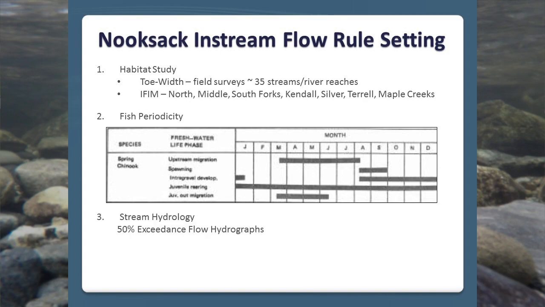And the third piece, the piece that I'm most familiar with, is the stream hydrology piece. So in the Nooksack rule, the stream hydrology focused on the 50% exceedance flow hydrograph for all of the streams and reaches in the rule. So a 50% flow exceedance is essentially the median flow of the stream. So 50% of those days in the period of record that they analyzed were above a certain flow, and 50% of those days were below a certain flow.